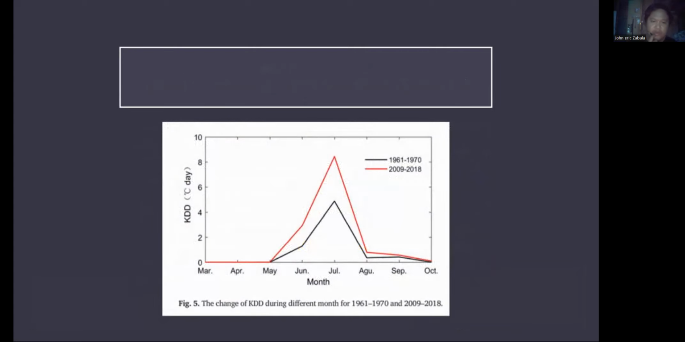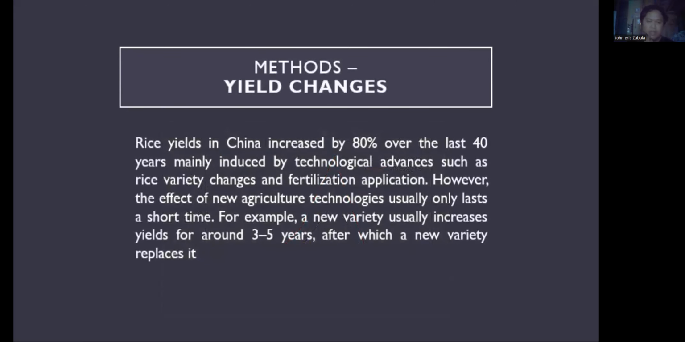Ito po yung KDD naman na tumataas, no? Kita naman po natin sa graph na in the years 1961 to 1970s, nandyan lang siya, no, sa 4 degrees Celsius a day. Then going now here, umaabot na po siya ng 8 degrees Celsius to 9 degrees Celsius. So almost double na po yung temperature.